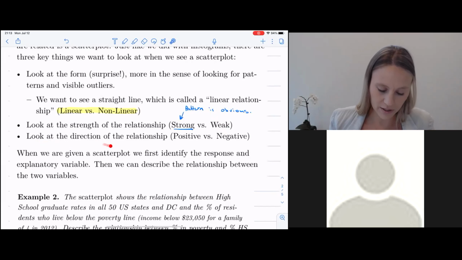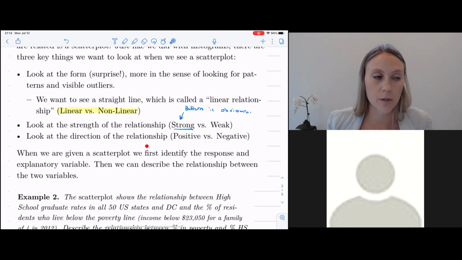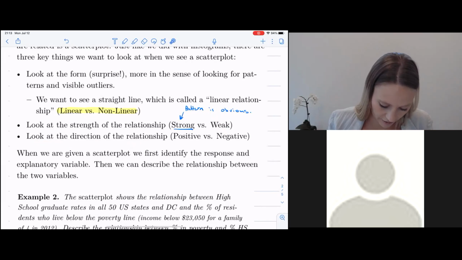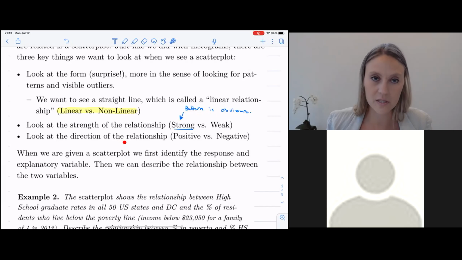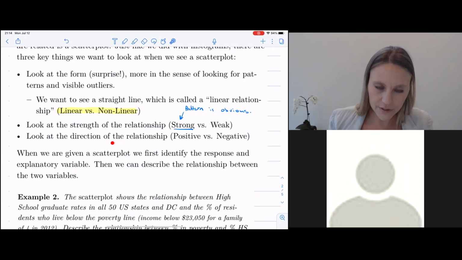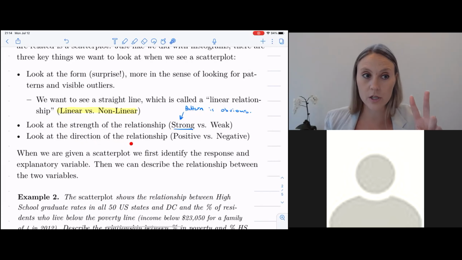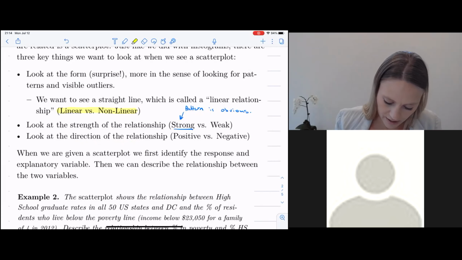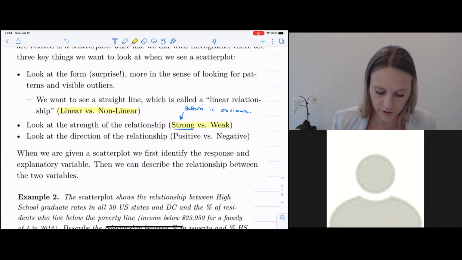And then the last thing we're going to look at is the direction of the relationship. I'm just now realizing I should have left myself a little bit of space here. So I might have to take a little bit of time out and make that happen. But the direction of the relationship, there are only two options again. So here I want to highlight your choices.